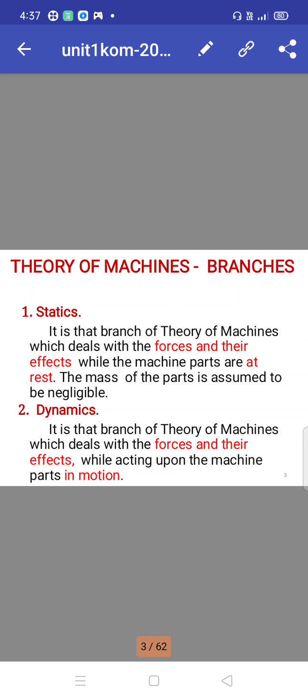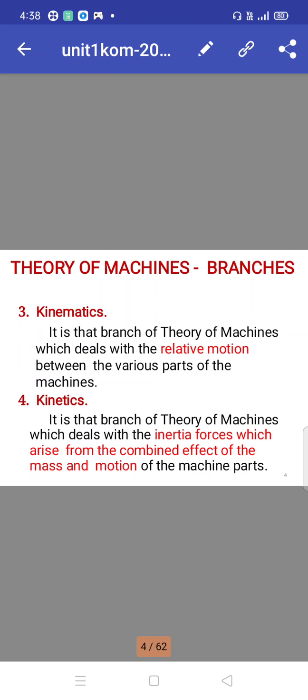It is categorized into statics. It's a branch of theory of machines that deals with force and their effects while the machine parts are at rest; the mass of parts is assumed to be negligible. Second is dynamics. It's a branch of theory of machines that deals with forces and their effects while acting upon the machine parts in motion.